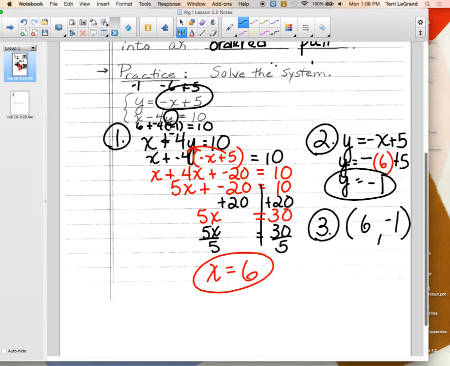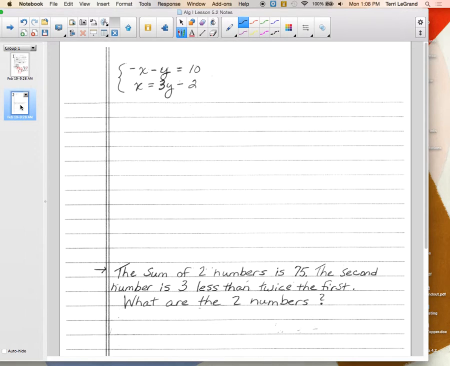Okay, let's go to the back side and try another one together before we do a word problem. Here's our system. Negative x take away y equals 10. And that equation is it solved for either x or for y?